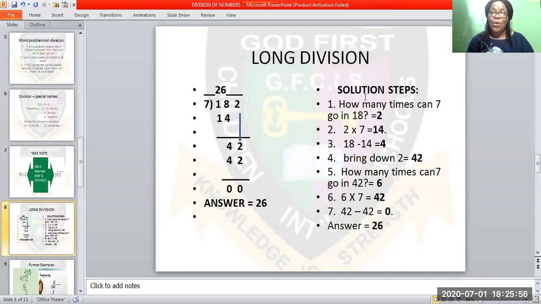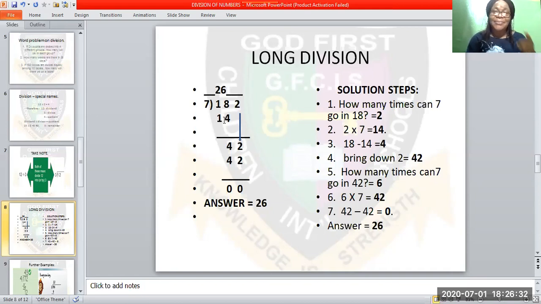Beautiful. Now, let's look at how to work out the long division as well as the steps to go with it, so that you'll be able to answer this simple question correctly. First of all, we say 182 divided by 7, meaning how many times can 7 go in first? 18. You think of the numbers first. 7 can go in 18 two times. 2 times 7 is 14.